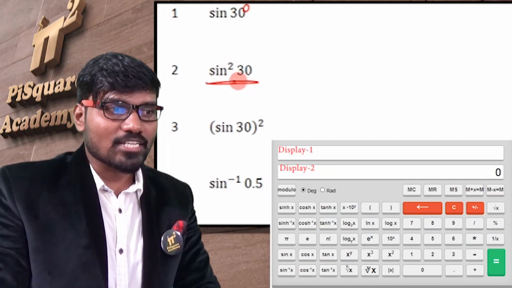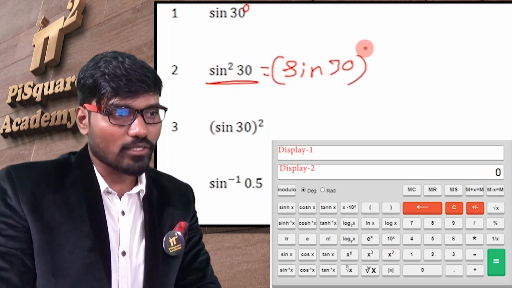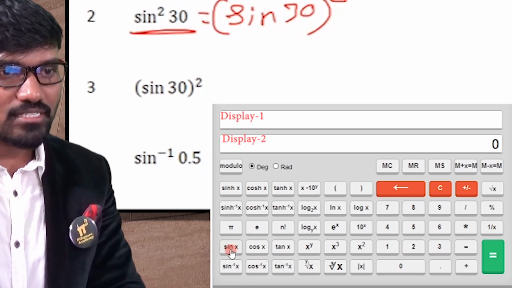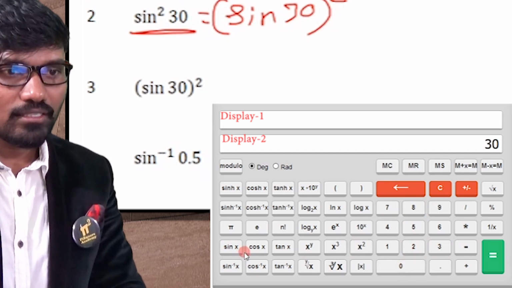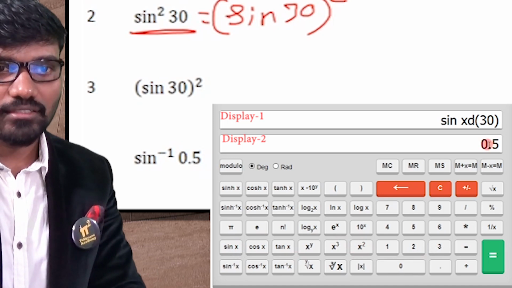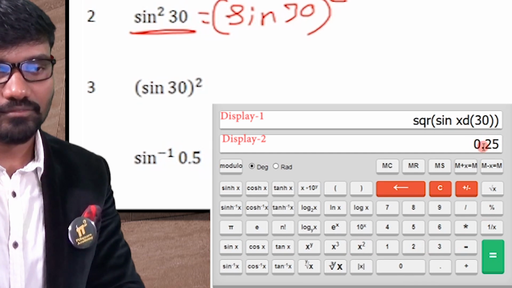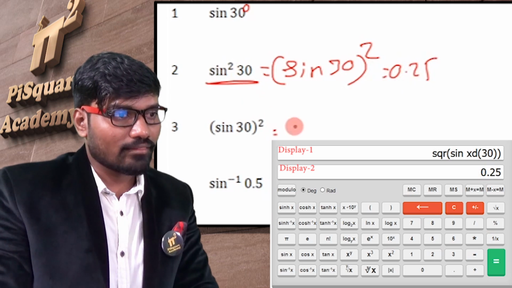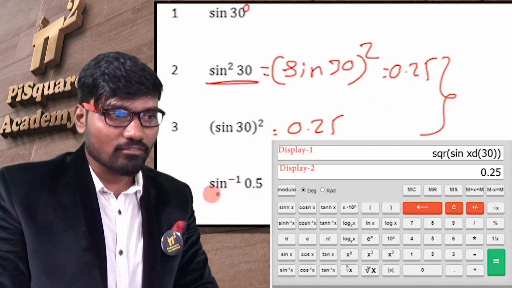Next, sine square 30. How to perform sine square 30? We know from mathematics, sine square 30 is equal to sine 30 whole square. This is basic mathematics, you can cross check. Let's try that. First locate sine, square I want, square is also here. So 30 sine, and then if I apply square, it will square the value of sine 30. That's it. 0.25 is the answer. So sine square 30 and sine 30 whole square are the same, with the value 0.25. Let's go for inverse now.